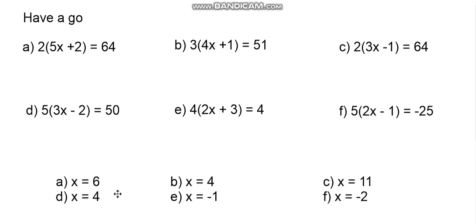Here we go. So you should have x equals 6, x equals 4, x equals 11. And then for D, x equals 4, E, x equals -1, and F, x equals -2.